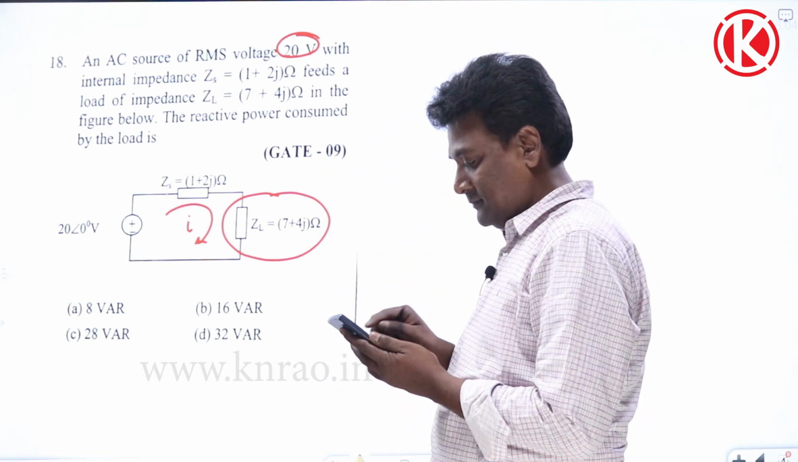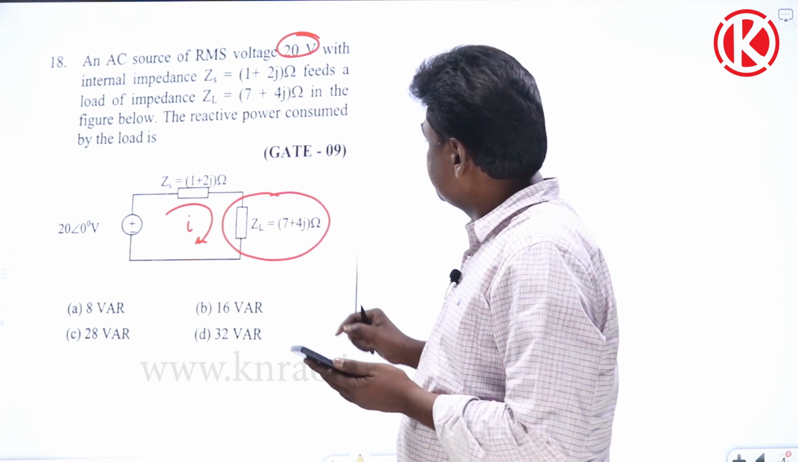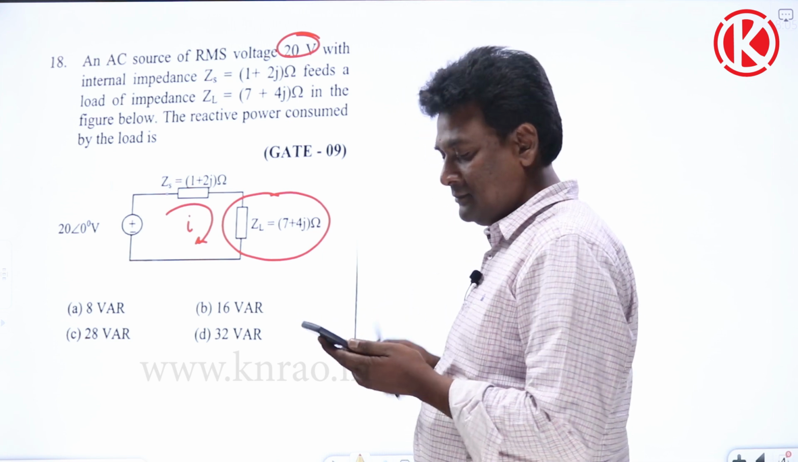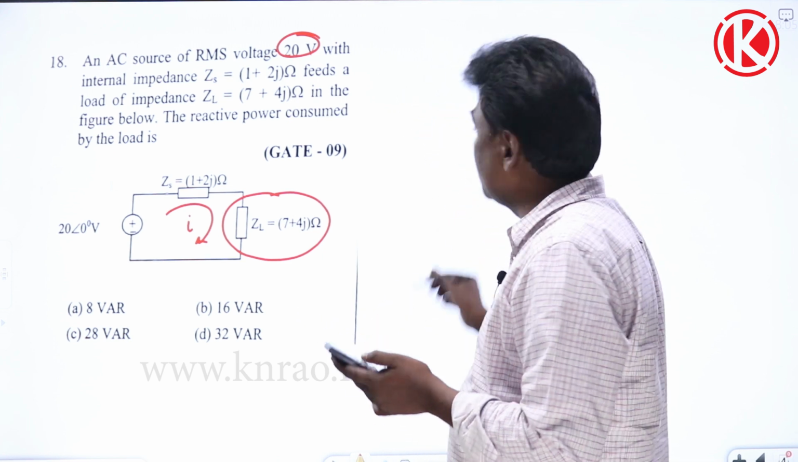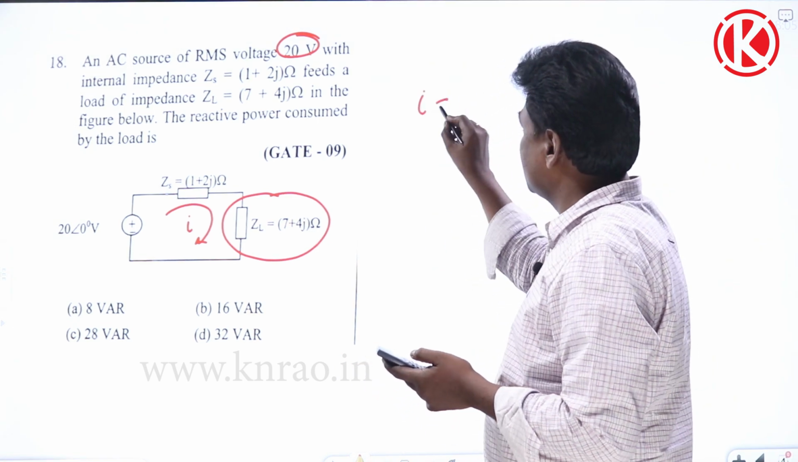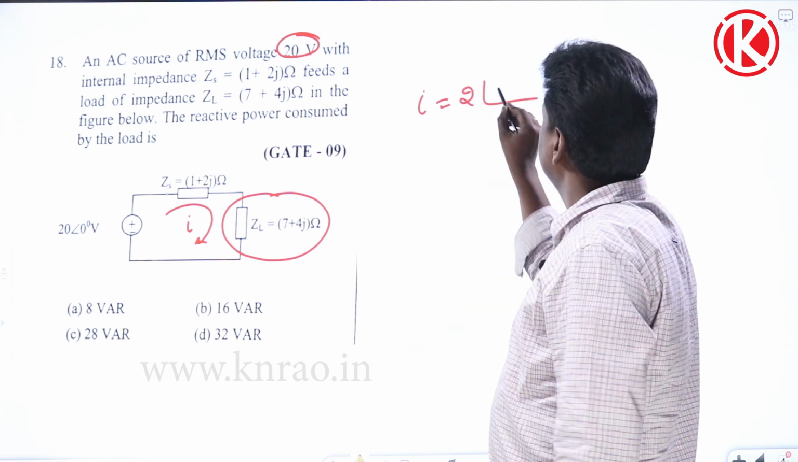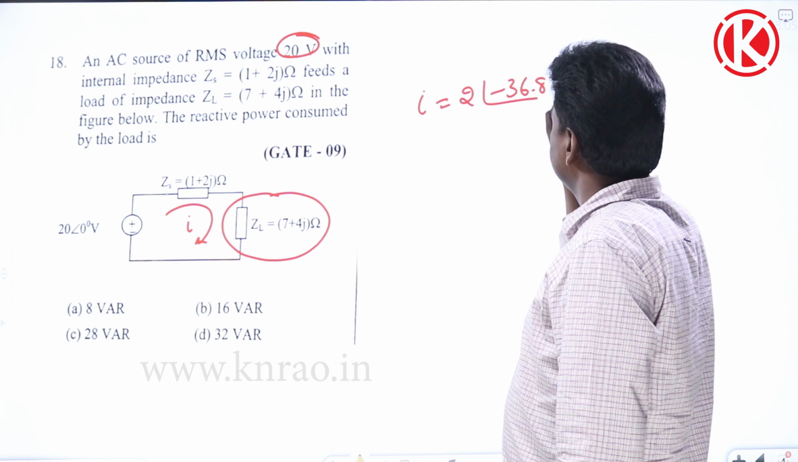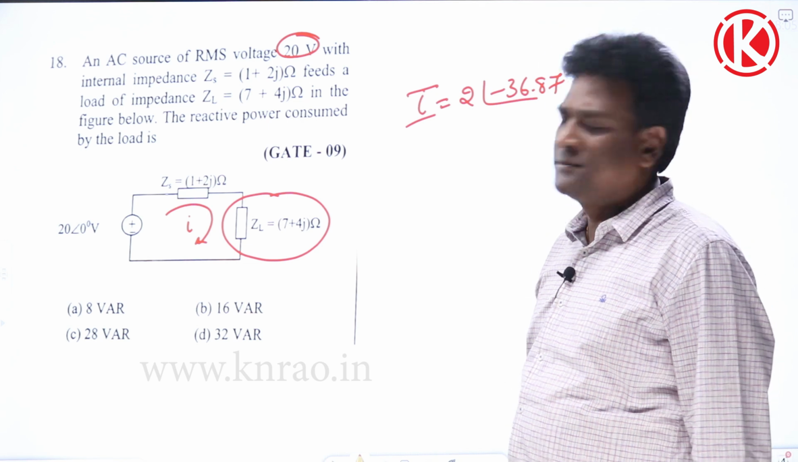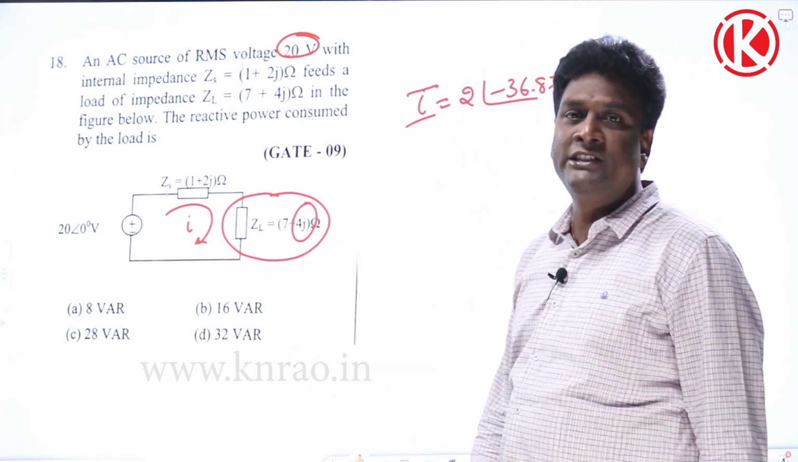Okay. How much would be the current? 20 divided by 7 plus 1, 8 plus 4 plus 2, 6i. I got the current. That current value has 2 at an angle minus 36.87. Okay, I capitalize because that's going to be RMS value. Okay, now after that I have reactance value of J4.